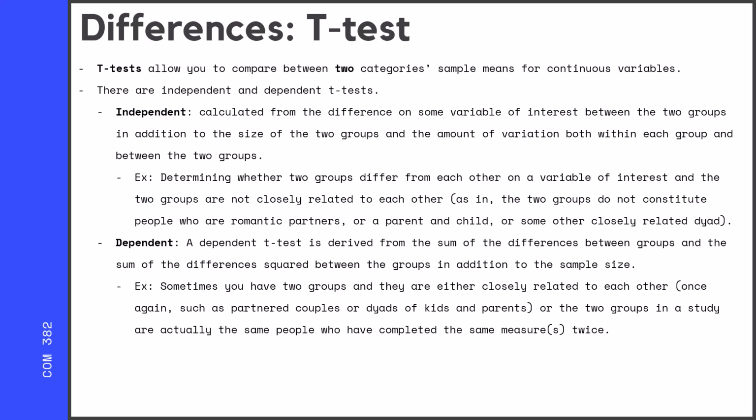This is also the test that we use when we're testing the same people over time, like if we were testing their measures on some sort of IQ test at one point and then at some point in the future. But don't worry too much about this independent and dependent. Remember that t-tests are two levels of a categorical variable looking against a continuous variable.